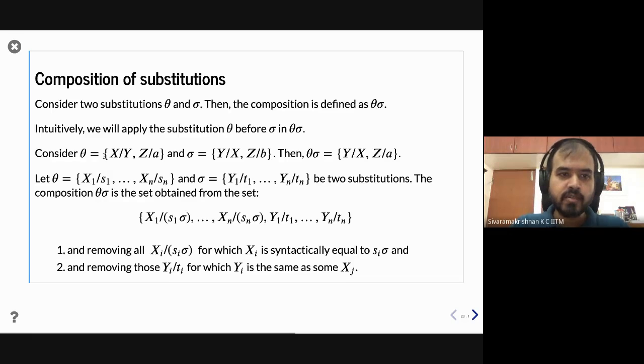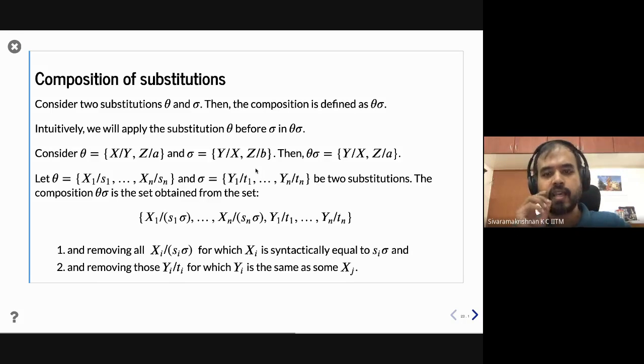So consider theta to be x/y and z/a, right? And sigma to be y/x and z/b. So what is the intuitive meaning? Wherever x is, you have replaced that with y, right? And wherever z is, you have replaced that with a. And on that term, right, you've replaced all the x's with y. So now you replace all the y's with x, right? And then replace all the z's with b.